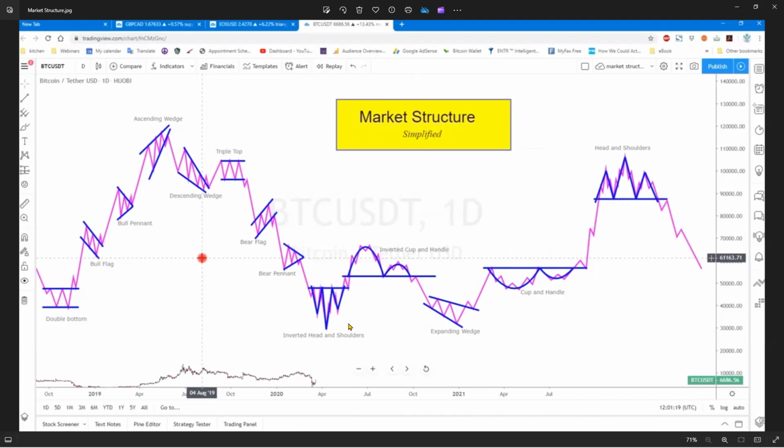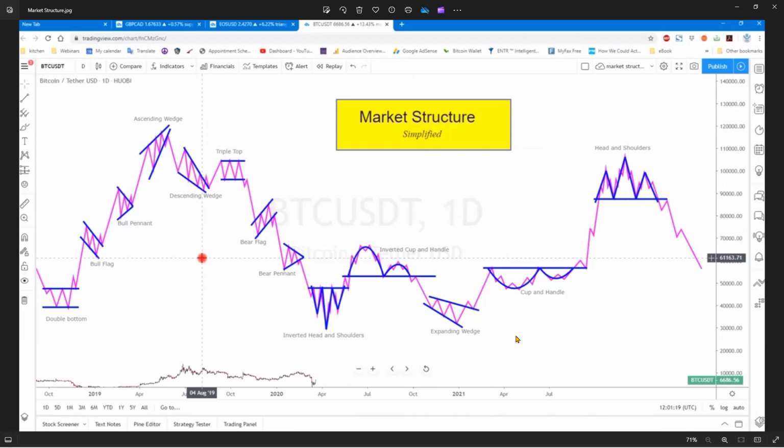Okay, so there's 1, 2, 3, 4, 5, 6, 7, 8, 9, 10, 11, 12, 13 different patterns here that I want you guys to write out on a cue card, write it in your notebooks, okay?